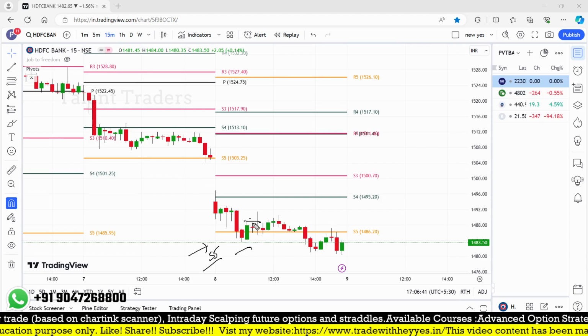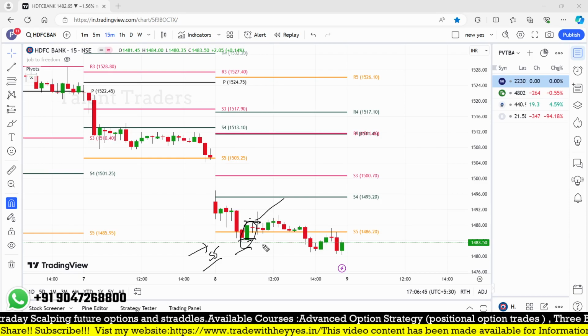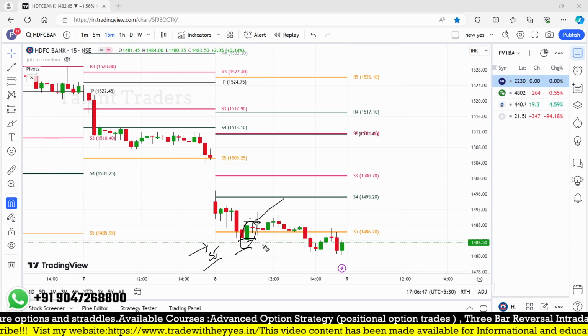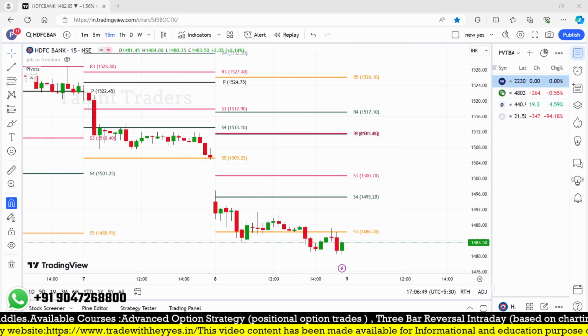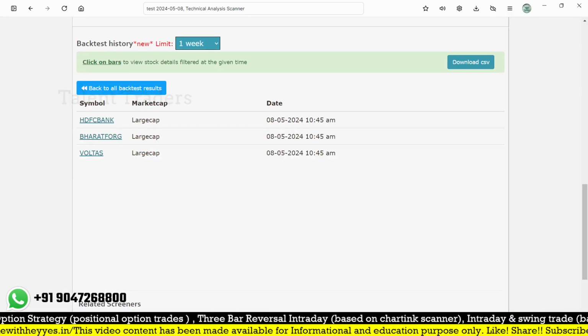and closes above. So maybe I can take a breakout above the level and use the low of this candle as a stop loss, maybe a very small stop loss at the lowest level. Okay, that should be a great idea. But in this case, it triggers our stop loss. And the second stock is Bharat Forge at 10:45.